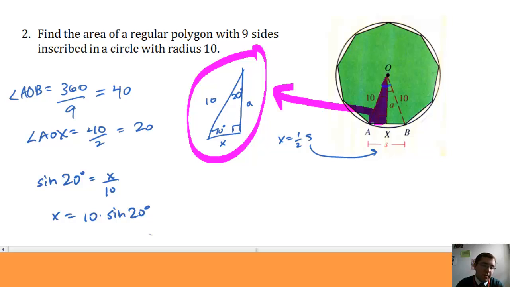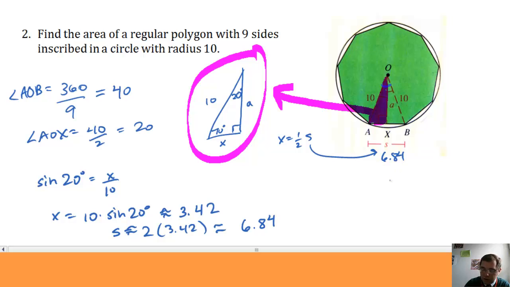My handy calculator here. Sine of 20 degrees times 10 is about 3.42. So that means that S, the side, is going to be 2 times 3.42. This is approximate. And that is equal to 6.84. So that's our S, 6.84.